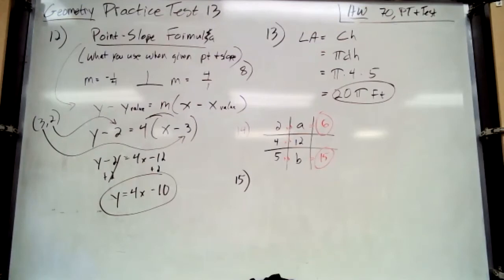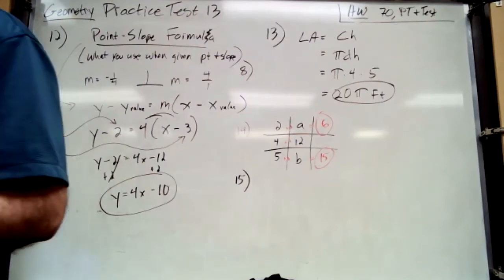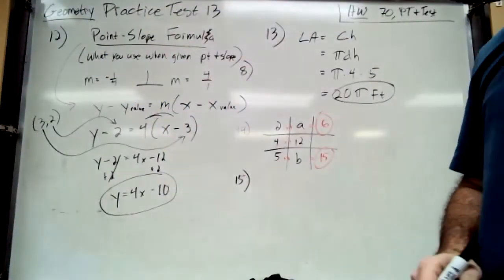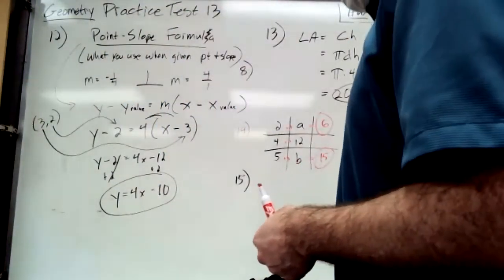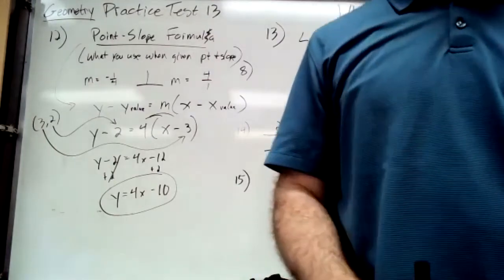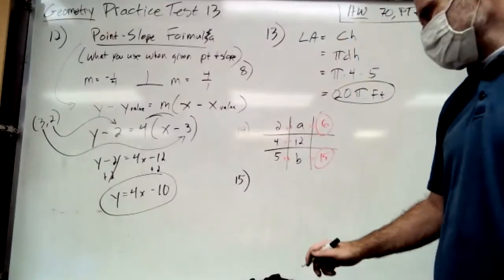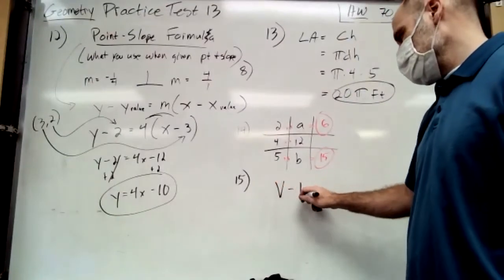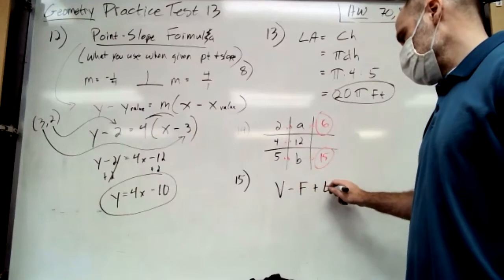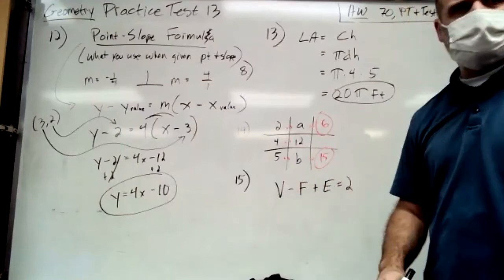How many faces does a polyhedron with 20 vertices and 30 edges have? What's the formula again? It's Euler's. V minus F plus E equals 2. Is it V minus F plus E? Somebody look it up on the phone.